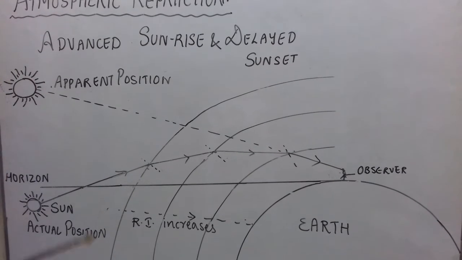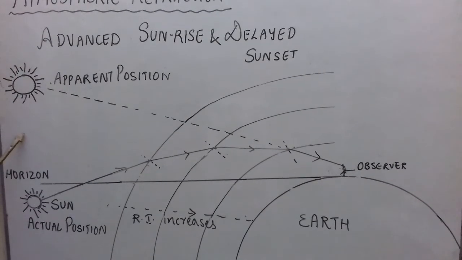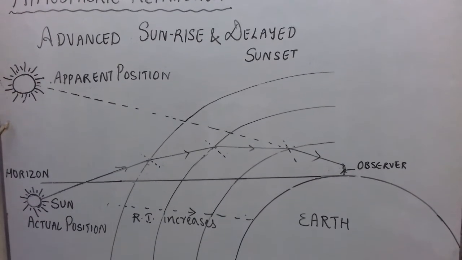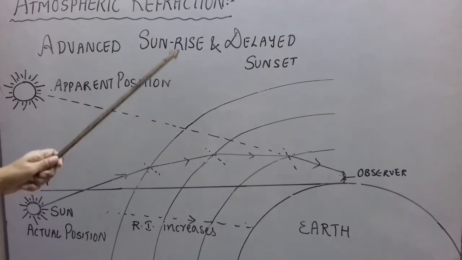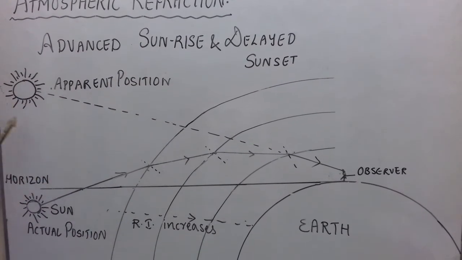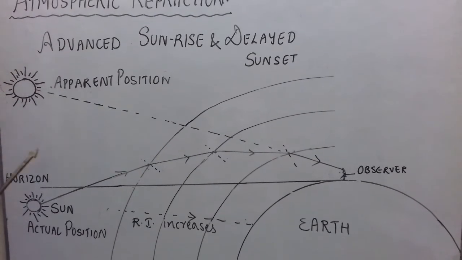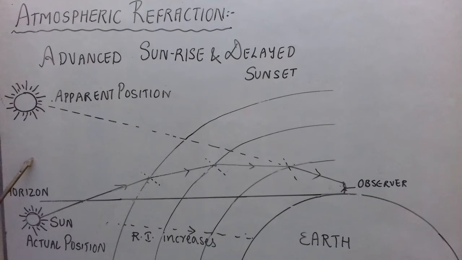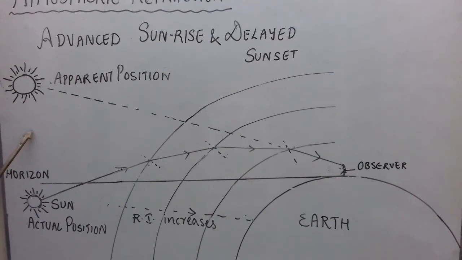So we can say the length of the day, that is the time during which the sun is visible to us, is increased by 4 minutes due to atmospheric refraction, due to advanced sunrise and delayed sunset. I hope this is clear to you. Now the last example I can state here, but we are not going to discuss it in detail as it is given in NCERT, so you should know what it is.